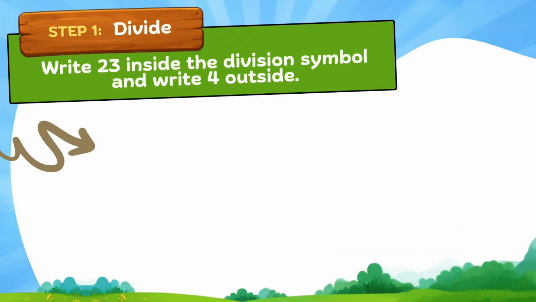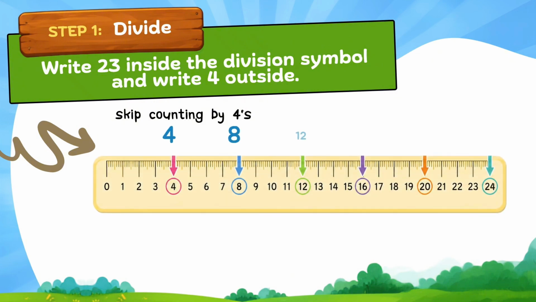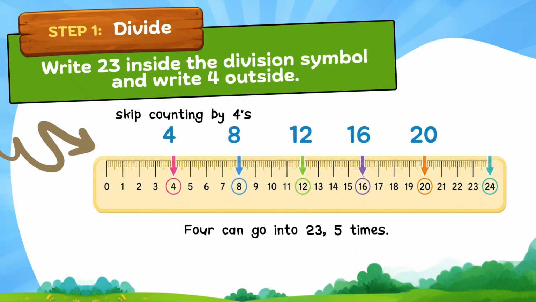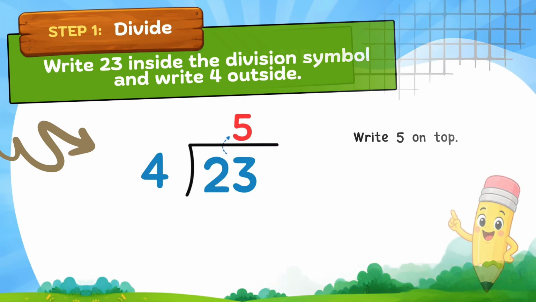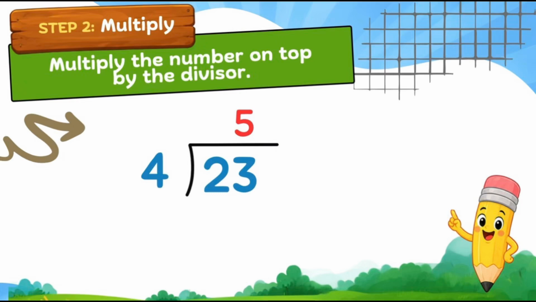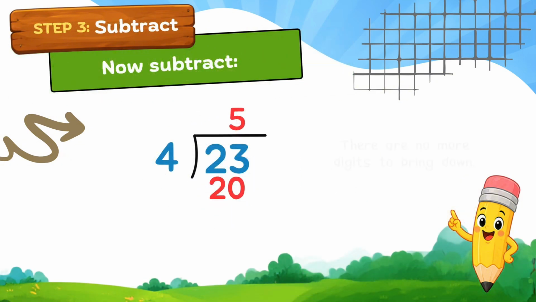We can also use skip counting by 4 to get the answer. 4, 8, 12, 16, 20. 4 can go into 23 5 times. Now, write 5 on the top. Step 2. Multiply the number on the top by the divisor. 5 times 4 equals 20. Write 20 under 23.